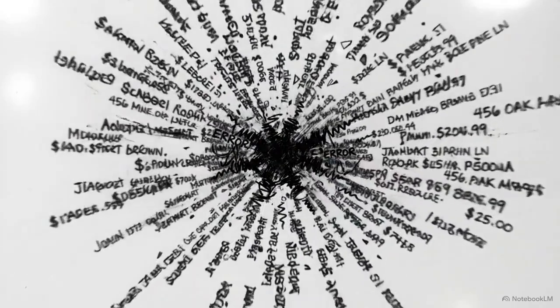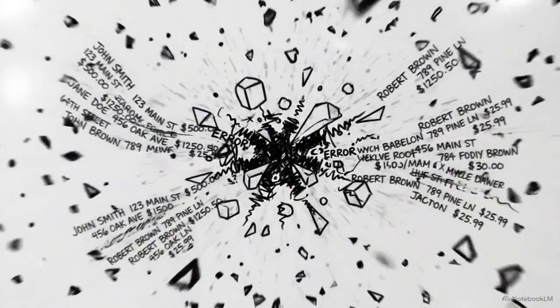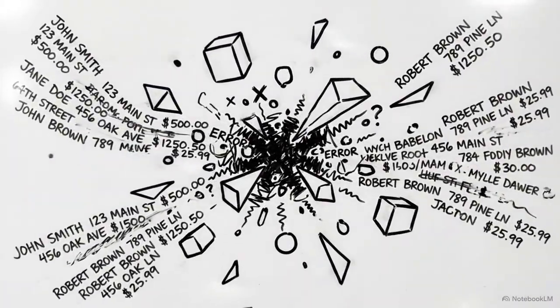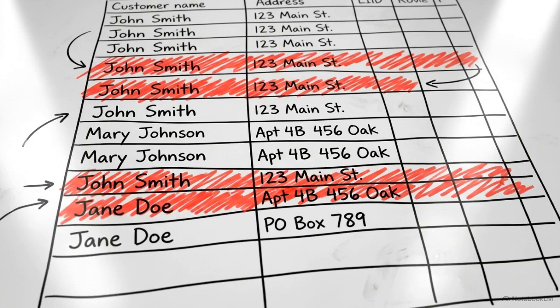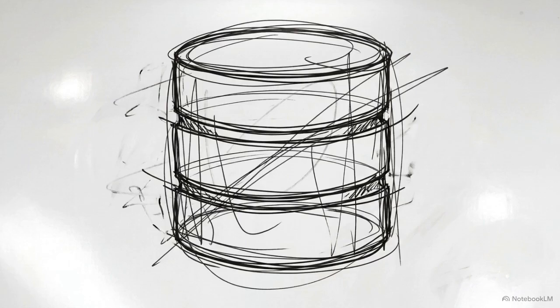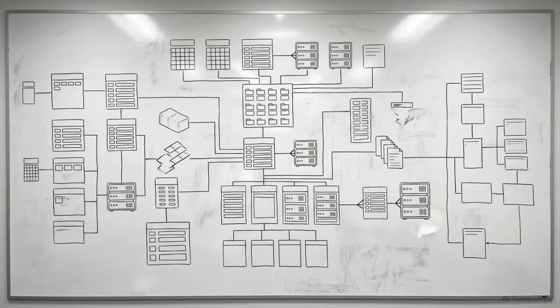Raw business data, names, addresses, transaction values, flooding into a server without a plan leads to inconsistent records and system failures. Without a rigid architecture to manage the flow, information is easily duplicated or overwritten. A scalable production database cannot be built on the fly. Processing large volumes of information requires architectural planning to ensure the data remains accessible and accurate.